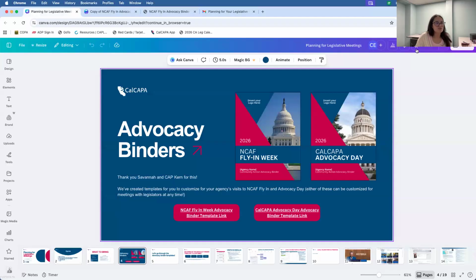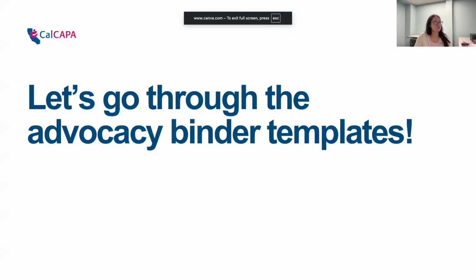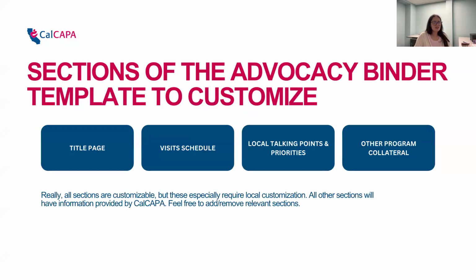To get back to the presentation and show you what we want you to fill in for these sections. Like I said, most of the binder, I went ahead and put together all the information that you need, a lot of it coming from Savannah's binder from last year. But there are those spaces that we encourage you to make custom for yourself, that being the visit schedule, your local talking points and priorities, and other program collateral. And I'll talk more about what other program collateral is in a second.